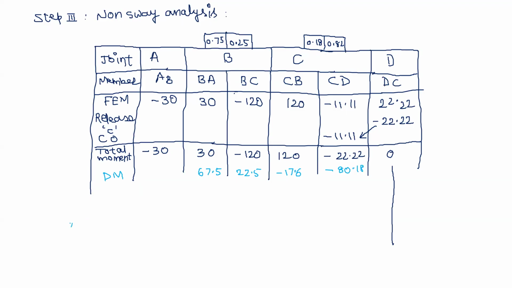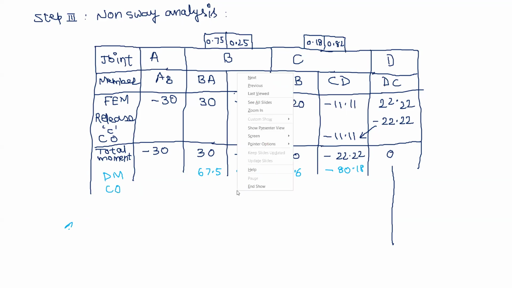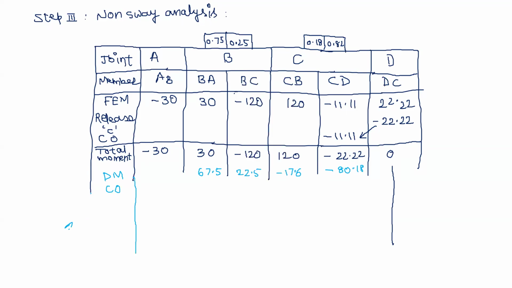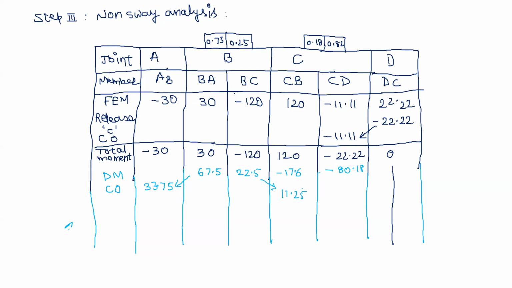Now we will go to carryover. We have this value, so just we will see it. Carryover is half of this: 33.75, half of this 11.25, then minus 8.8, and then we do not have carryover on this side. So after this, we will go for the distributed moment.